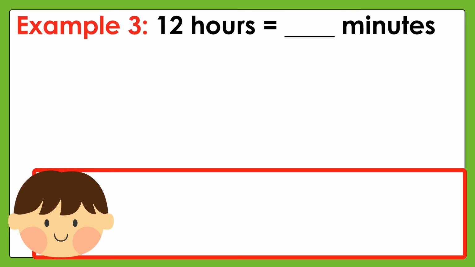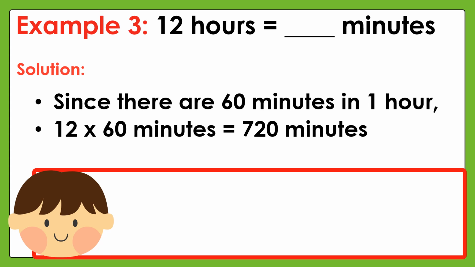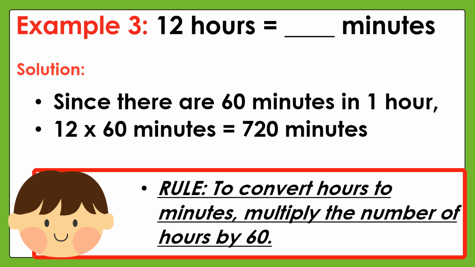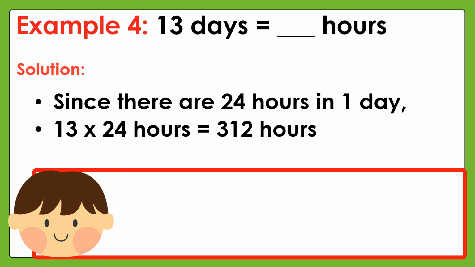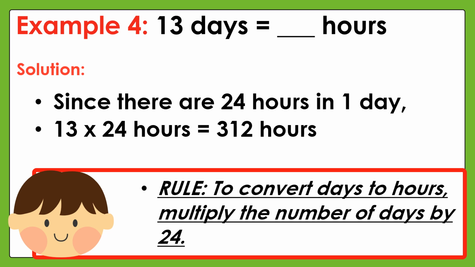Example number 3. 12 hours is equal to blank minutes. Solution: since there are 60 minutes in 1 hour, 12 times 60 minutes is equal to 720 minutes. The rule to convert hours to minutes, multiply the number of hours by 60. Example number 4. 13 days is equal to blank hours. Solution: since there are 24 hours in 1 day, 13 times 24 is equal to 312 hours. The rule to convert days to hours, multiply the number of days by 24.